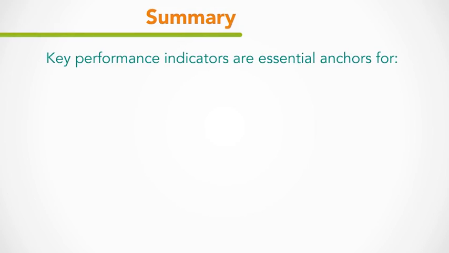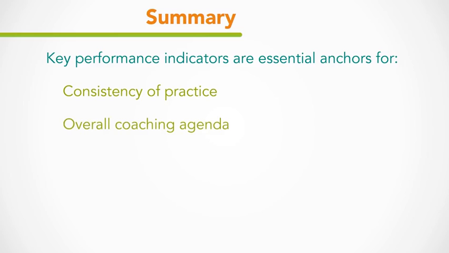So, in summary, we want to remember that key performance indicators are really essential anchors for our consistency of practice. If all the roles in our organization have clearly identified KPIs, and then we put those on our coaching agenda, we're looking at them all the time, there's no surprises. And secondly, it's the coaching agenda, right? So these key anchors: consistency of practice, and our coaching agenda.